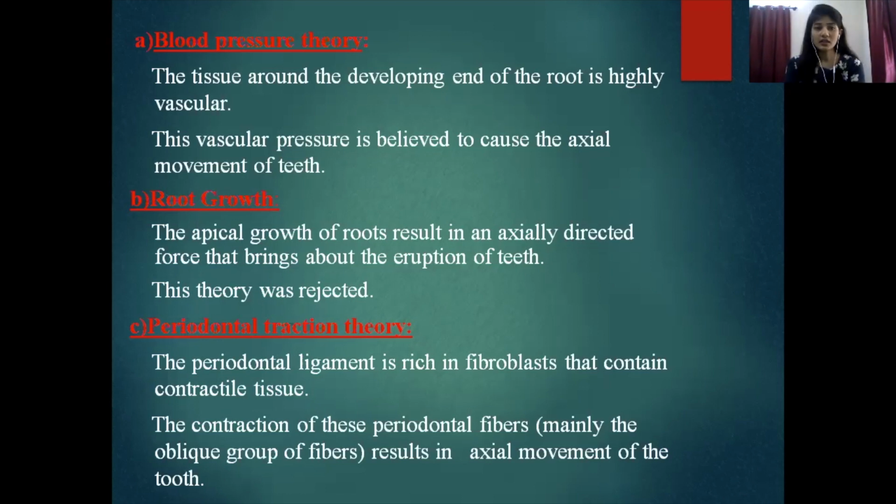The third theory is the periodontal traction theory. The periodontal ligament is rich in fibroblasts that contain contractile tissue. The contraction of these periodontal fibers, mainly the oblique fibers along the shaft of the root, in the middle third of the root, results in the axial movement of the tooth. So periodontal traction is nothing but the oblique fibers pushing your tooth axially.